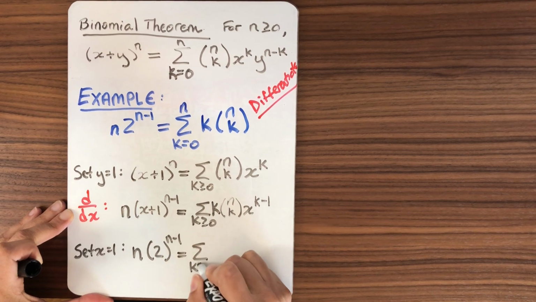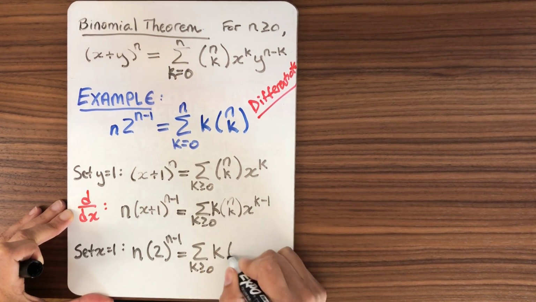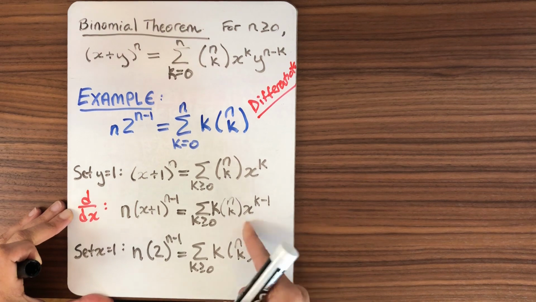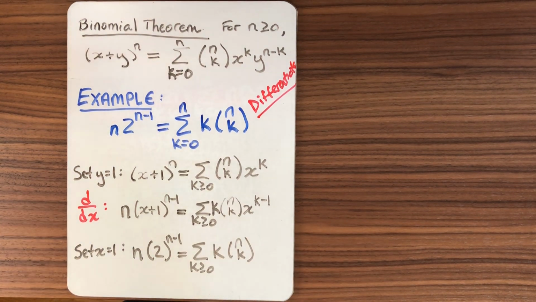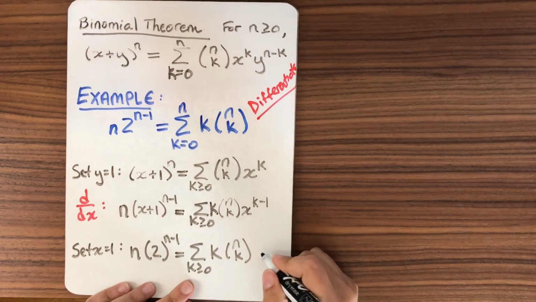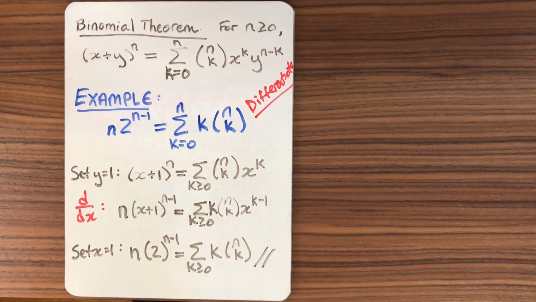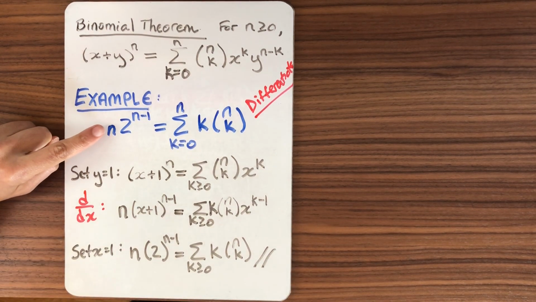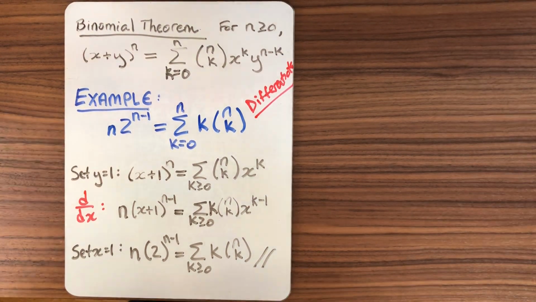Equals the sum, k greater than or equal to 0, of k times n choose k, 1 to anything is 1, and that's the end of the proof. So that worked out pretty well. So when you see things down here, know that probably what's happened is we've done a derivative.